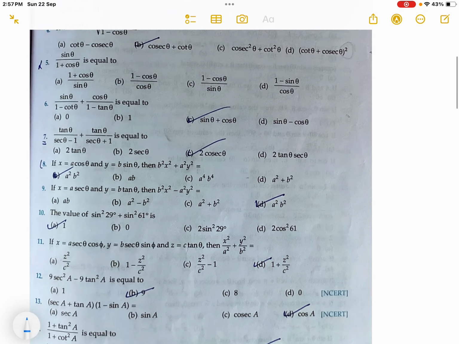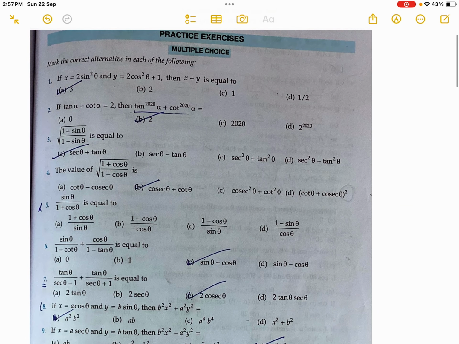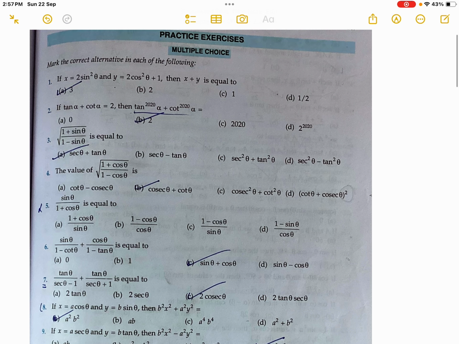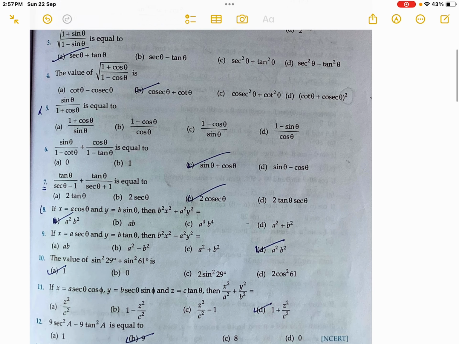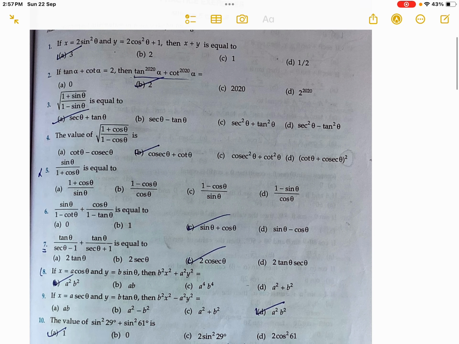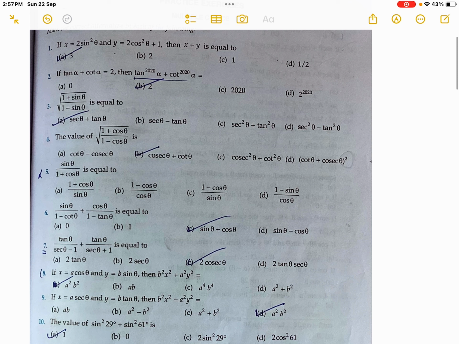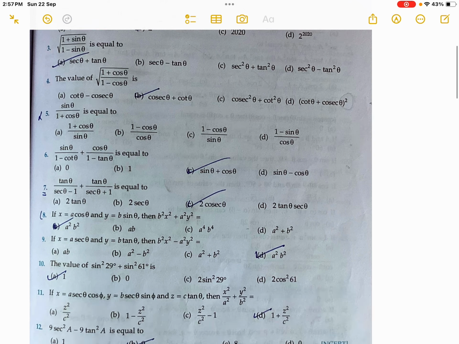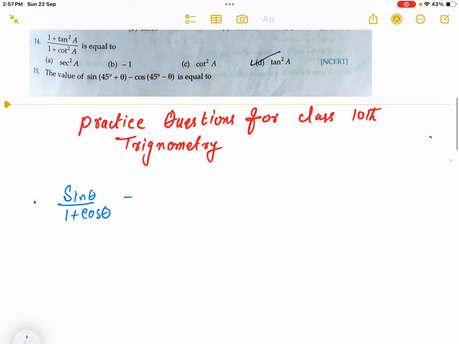So let's do it. I have to find the value of, I'm telling you, the fifth question, sine theta over 1 plus cos theta. Its options are given to be 1 plus cos theta over sine theta, 1 minus cos theta over cos theta. So I have to look for the correct option. So see what I will do. I will write sine theta over 1 plus cos theta.